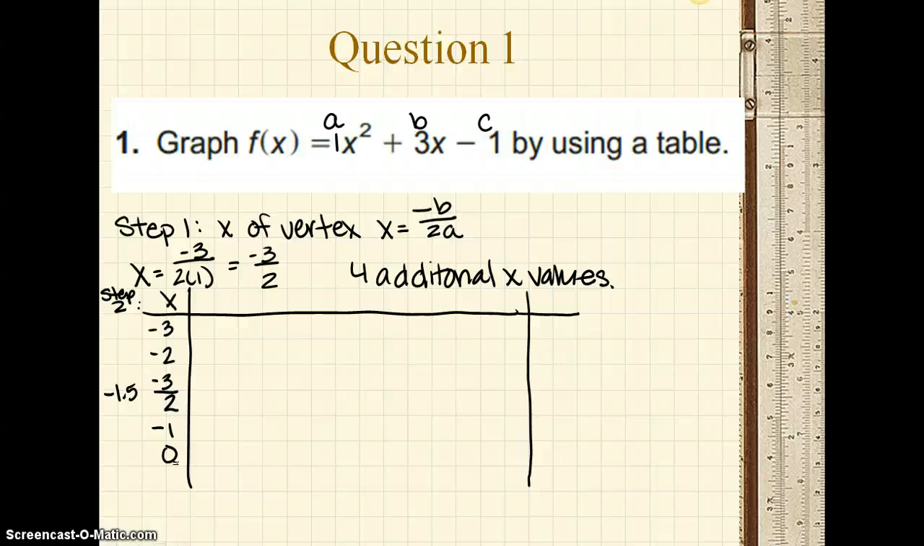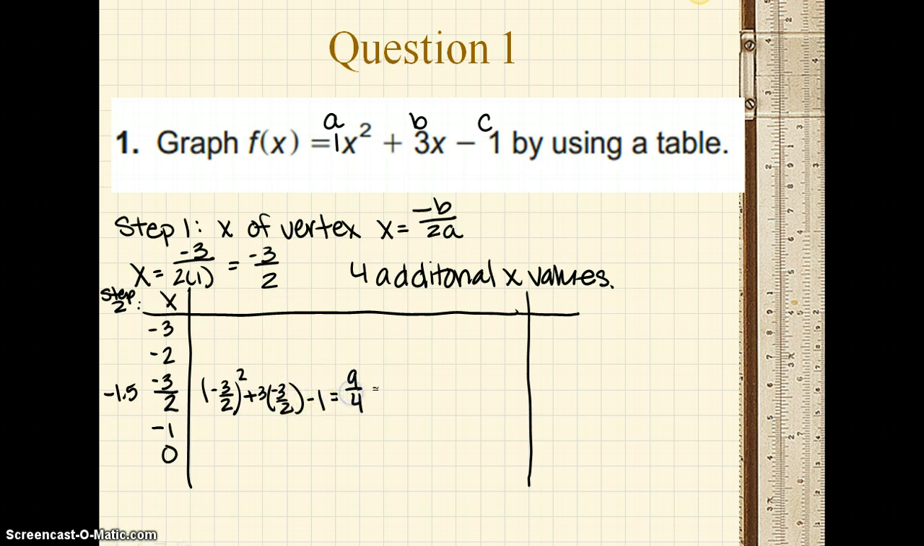The further you are away, the less likely you're going to be able to actually use the points for graphing purposes. So please remember that they do need to be very close to that middle x, which in this case is negative 3 halves. From here, go ahead and plug in that middle one in order to find the matching y value. So you're going to get negative 3 halves squared plus 3 times negative 3 halves minus 1.